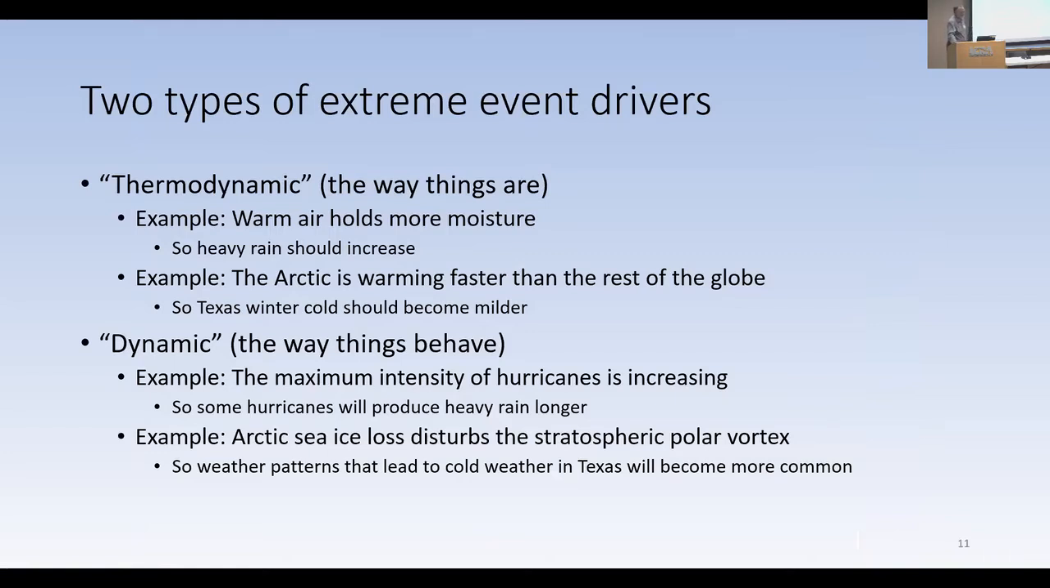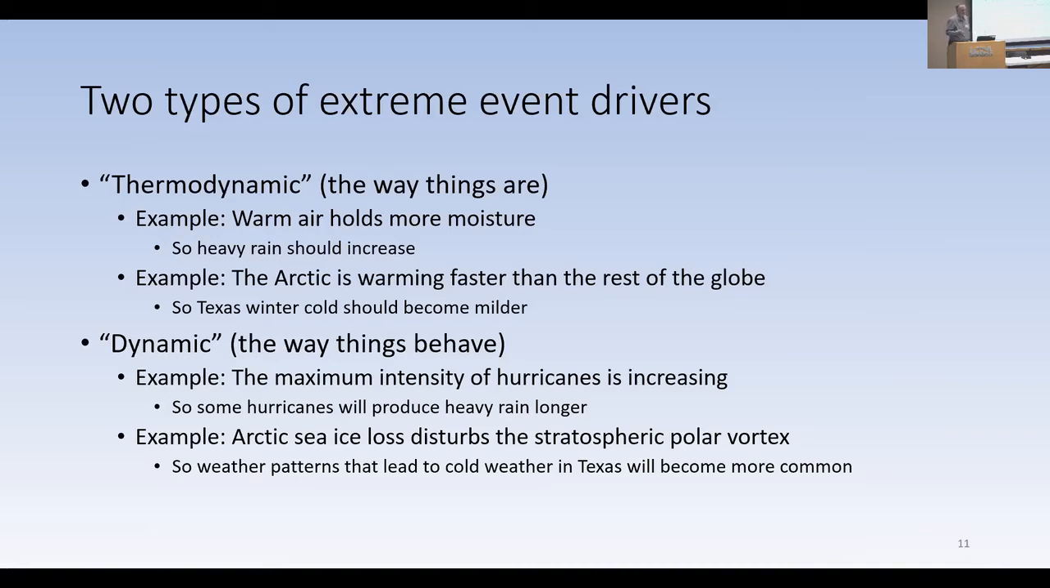Okay, I mentioned a bit of an apparent conflict about weather, climate change, and how it was affecting cold temperatures. There are basically two different types of effects. The technical terms for them are thermodynamic and dynamic. The way I like to think about them is the way things are and the way things behave. An example of the way things are: warm air holds more water vapor. So given warmer temperatures, you expect the atmosphere to have more water and be able to produce more intense rainfall. Another example that matters for what I was just talking about: the Arctic is warming faster than the rest of the globe, so that should make our winter temperatures milder, everything else being equal.